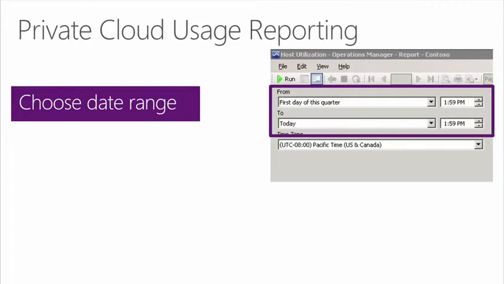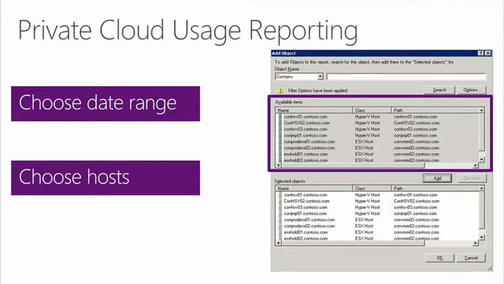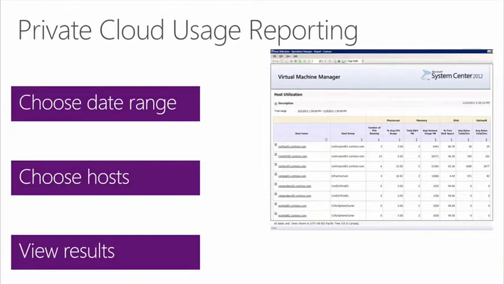Now, if I want to just look at what's happening with this cloud over the past 10 days or since the first day of the quarter, I can choose the date range that I want to report against. I can choose which hosts. Those are all the hosts that VMM is managing, whether it's Hyper-V hosts, ESX hosts, or Citrix XenServer hosts. I can pick the host that I want, run the report and view the results. And I can see here that I'm not really maxing out all the different resources that I have available to me, but I have this way of generating and gathering that report.